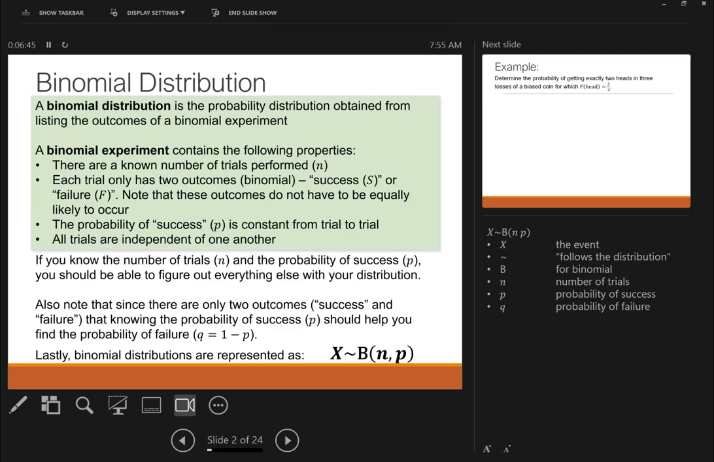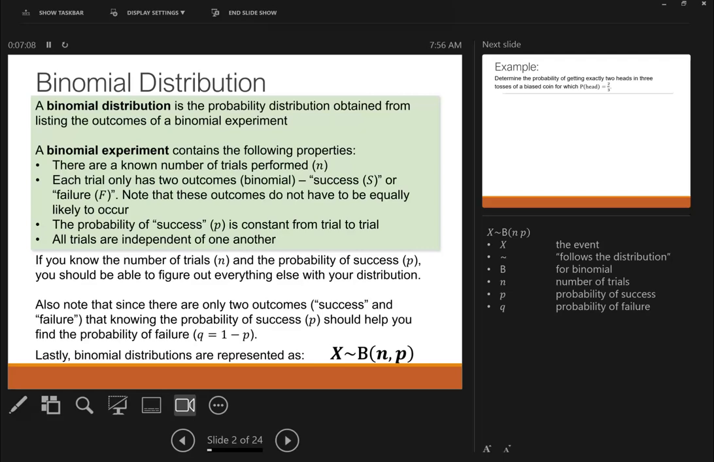Right? If I flip a fair coin 10 times, that's a different binomial distribution than if I flip the same fair coin 3 times. Right? Like, there's different binomial distributions. The probability of successes will be different. Fine, but the formula to calculate them, same.